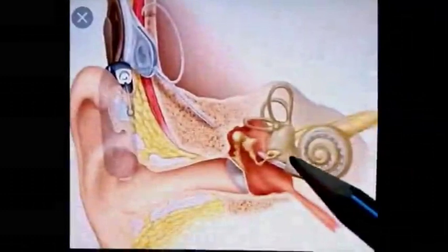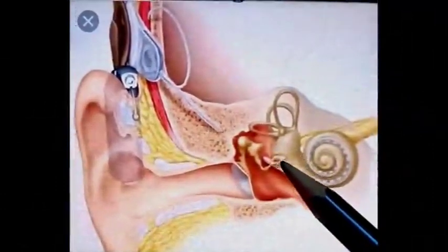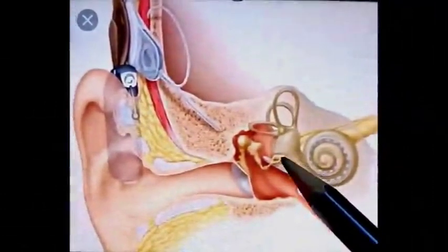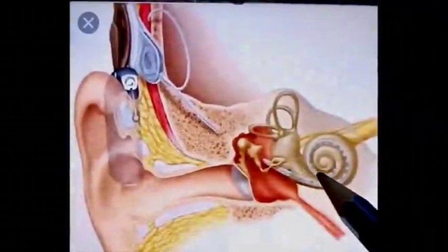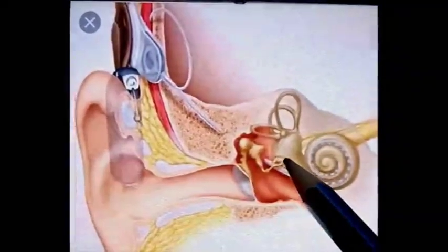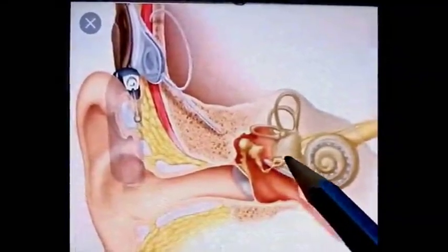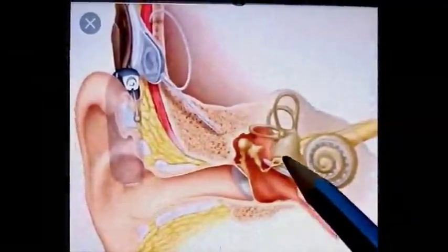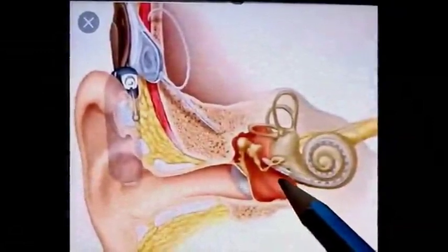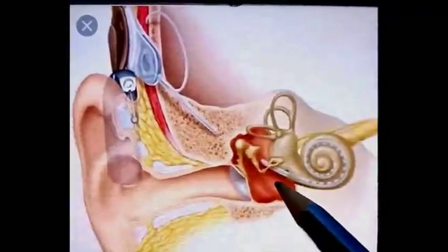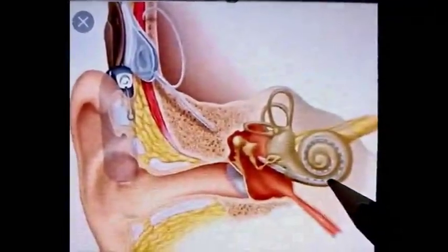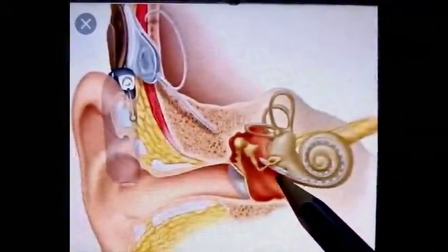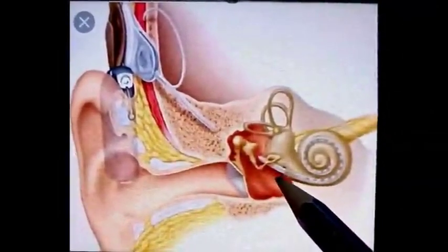Fenestra vestibuli means it is an opening of the scala vestibuli. So scala vestibuli of cochlea leads into this oval window, and also there is presence of round window below the oval window. That is the opening of scala tympani of cochlea into the middle ear cavity, that is round window.